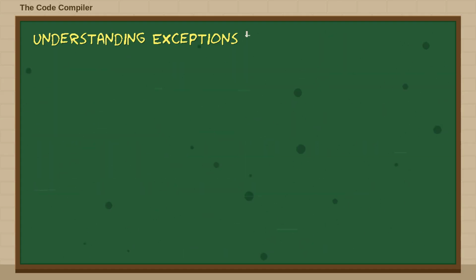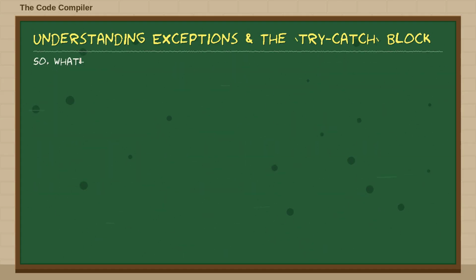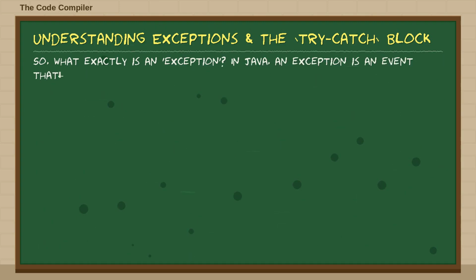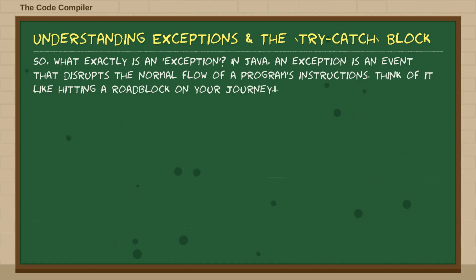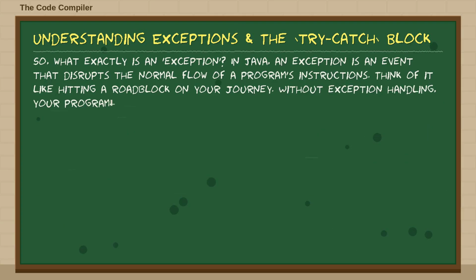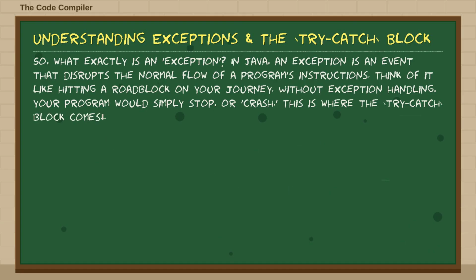So, what exactly is an exception? In Java, an exception is an event that disrupts the normal flow of a program's instructions. Think of it like hitting a roadblock on your journey. Without exception handling, your program would simply stop or crash.